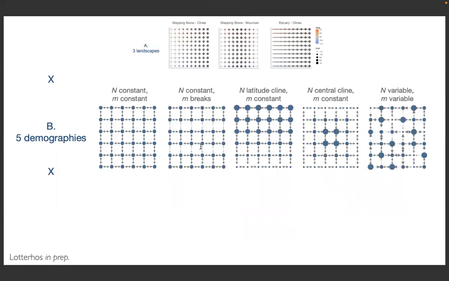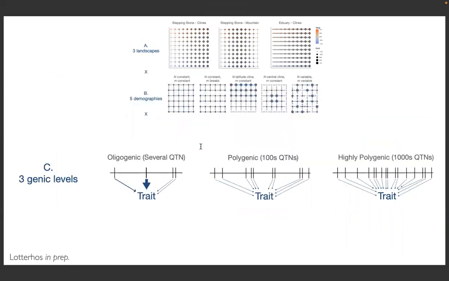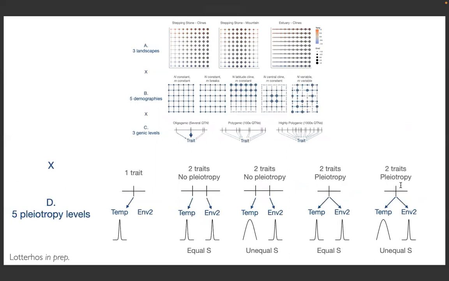These landscapes were crossed with 5 demographies with varying patterns of population size and gene flow, as shown here for a stepping stone model. 3 different levels of genetic architecture spanning from oligogenic, where 1 or 2 nucleotides would have large effects on a trait and a few smaller ones, to highly polygenic with thousands of quantitative trait nucleotides with tiny effects on the trait. And then finally, I simulated different levels of pleiotropy.